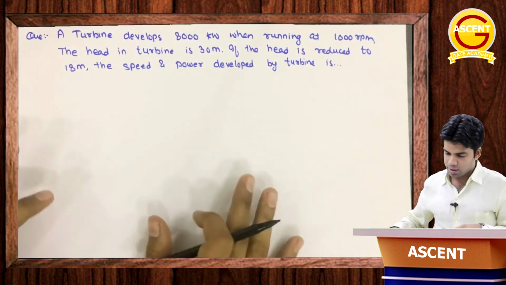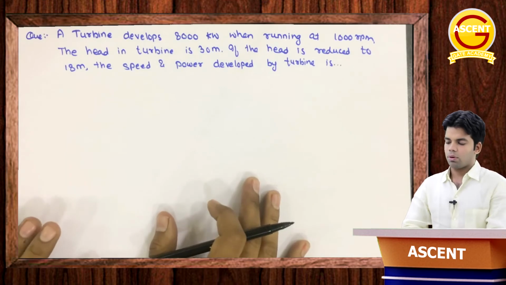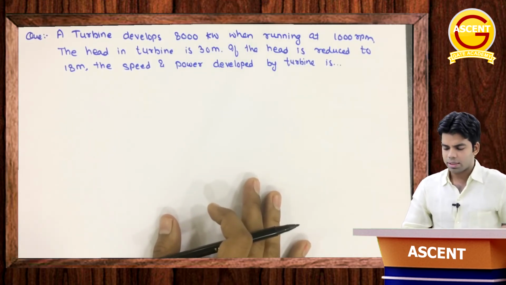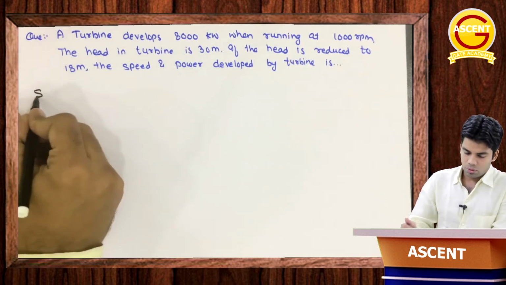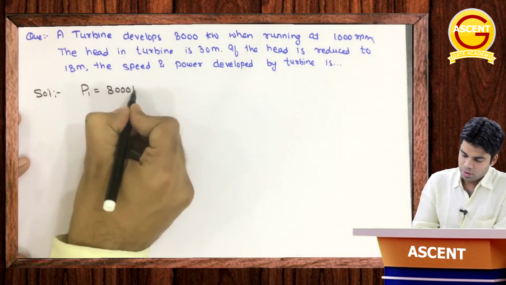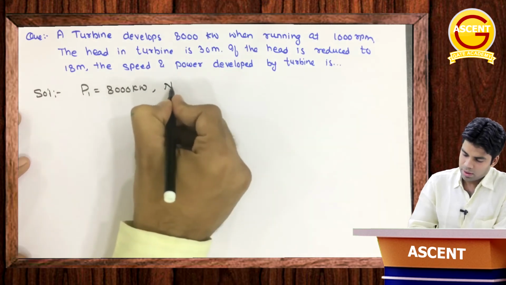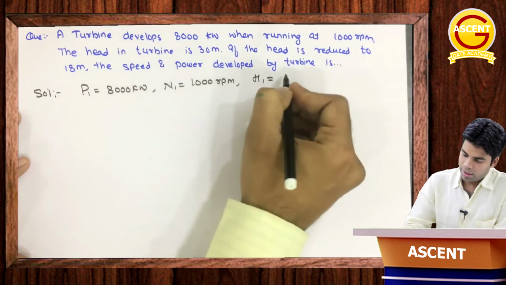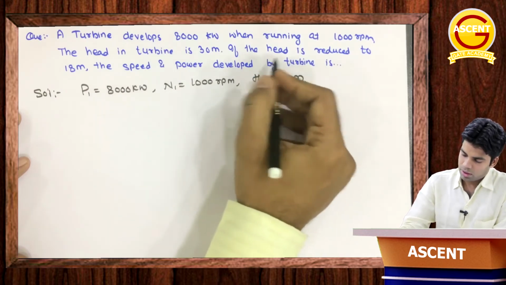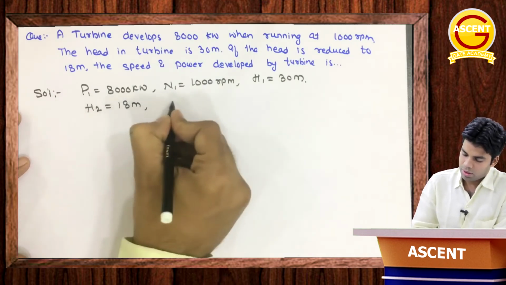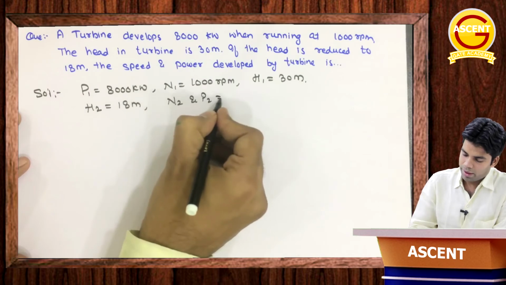Okay, next question says a turbine develops 8000 kilowatt when running at 1000 rpm. The head in turbine is 30 meter. If the head is reduced to 18 meter, the speed and power by the turbine is. So what is given in the question? P1 is given as 8000 kilowatt. It is running at 1000 rpm, N1 is given as 1000 rpm. Head H1 is given as 30 meter. Now, if the head is reduced to 18 meter, that means H2 is 18 meter. We have to determine N2 and P2.